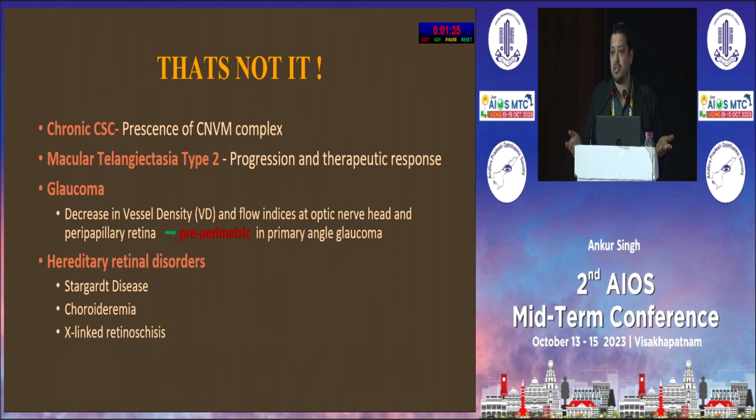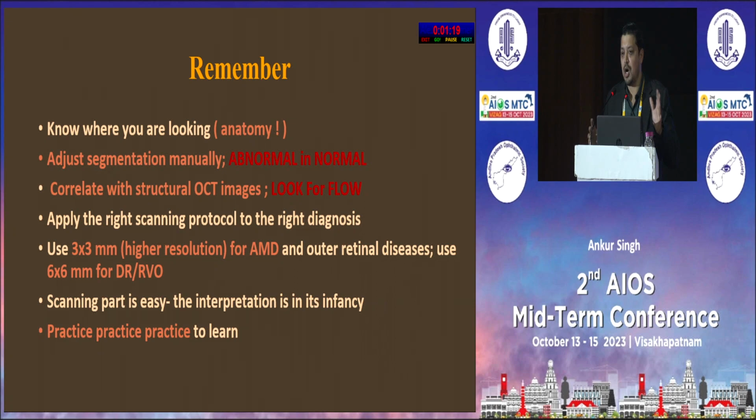Then there are other places where we can use swept source OCT: in chronic CSC to identify the CNVM complex, macular telangiectasia type 2, glaucoma to see the reduction in the blood flow around the disc, and the hereditary diseases. So what I would like to tell you all is, before doing an OCT angio, know the anatomy of the retina, know what you are looking for.